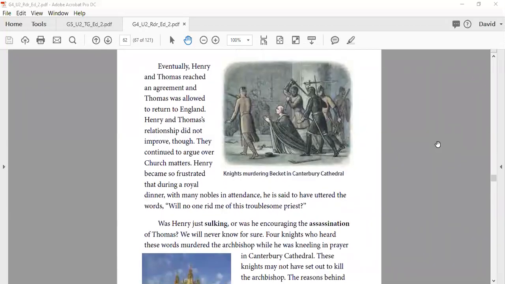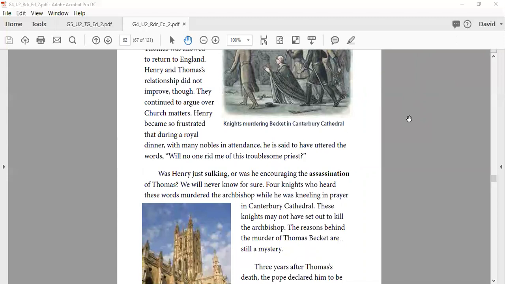Eventually, Henry and Thomas reached an agreement, and Thomas was allowed to return to England. Henry and Thomas's relationship did not improve, though. They continued to argue over church matters. Henry became so frustrated that during a royal dinner with many nobles in attendance, he is said to have uttered the words, "Will no one rid me of this troublesome priest?"